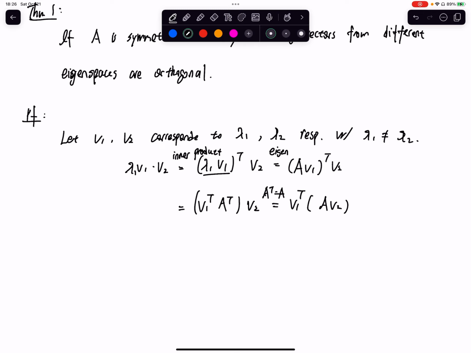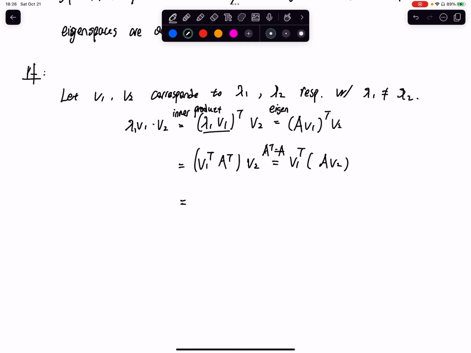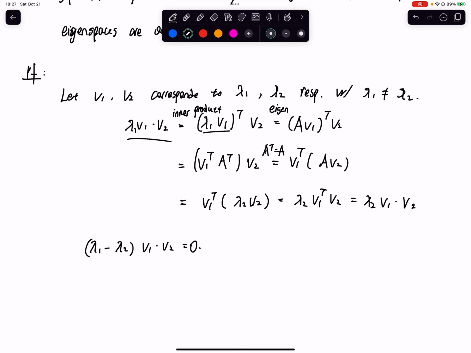And also we have that, since V2 is an eigenvector, that is just V1 transpose times lambda 2 V2. And that is lambda 2 V1 transpose V2, which is lambda 2 times the inner product between V1 and V2. So it follows that on the left-hand side we have (lambda 1 minus lambda 2) times V1 V2 is 0.